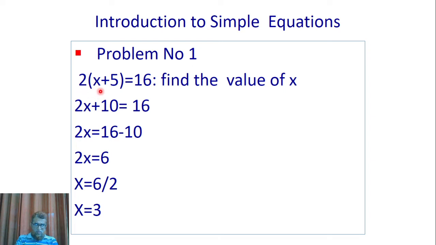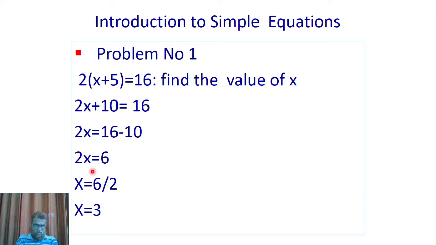2 into x is equal to 2x. 2 into 5 is equal to 10. So 2x plus 10 is equal to 16 as it is. Now 2x we will retain in the left hand side, and this 10 will be taken from left hand side to right hand side. So 16 is already in the right hand side, 16 minus 10. 2x is equal to 16 minus 10, that is 6.